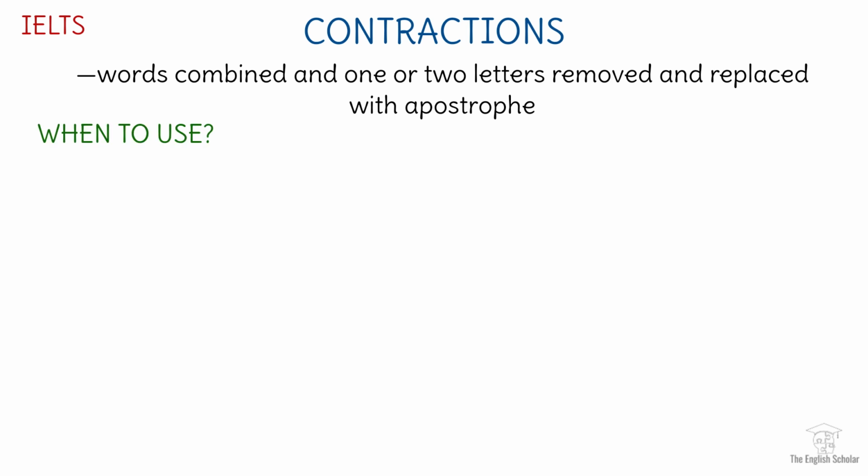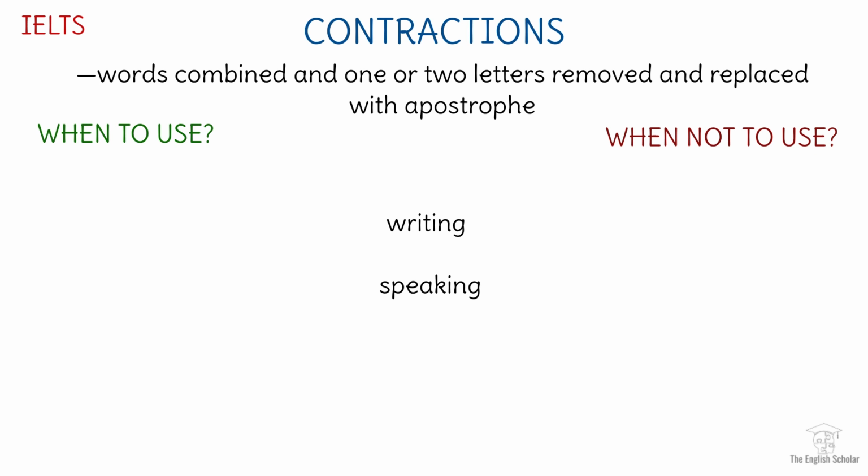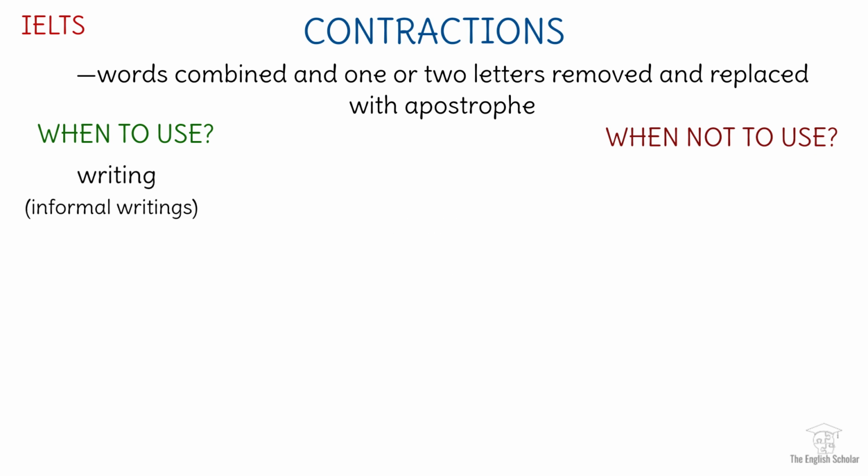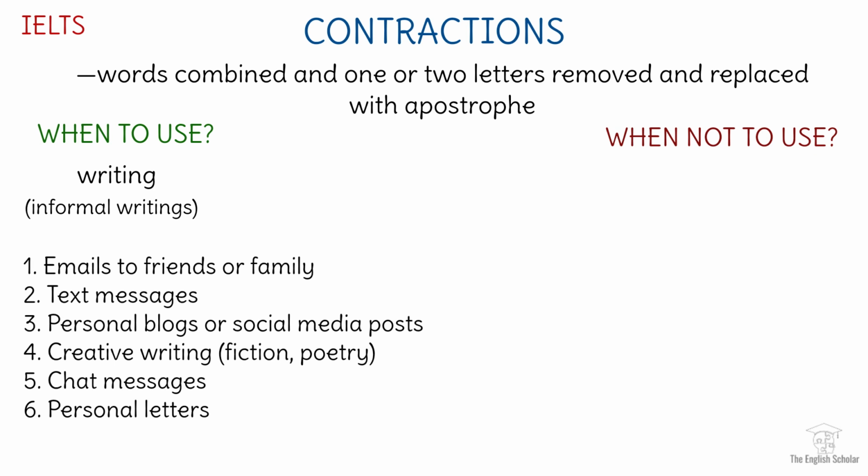Now, when do we use and when do we not use contractions? First, we'll categorize using English language into two: writing and speaking. Contractions can be used in informal writing, and here are some types of informal writing: emails to friends or family, text messages, personal blogs or social media posts, creative writing, such as fiction or poetry, novels, memoirs, poems, and other fictional book genres, chat messages, personal letters.